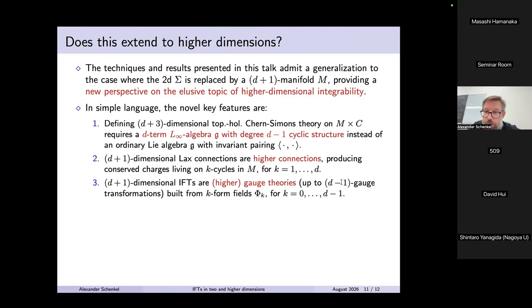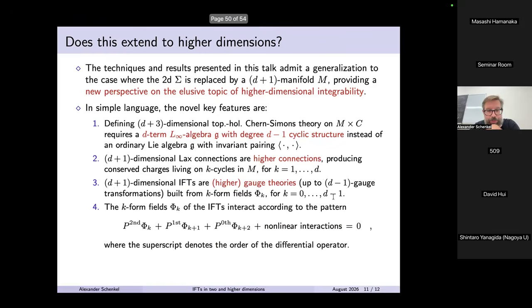That also was similar in the traditional case where we had a gauge theory and produced the sigma model as an integrable field theory. Here it's the same. But the key new feature is that these higher dimensional integrable field theories are gauge theories. Already when you go to 3 dimensions, these are gauge theories, and in 4 dimensions, these are even 2-gauge theories. And they are built from k-form fields for k running from 0 to d minus 1. And there's a certain pattern in which this tower of k-form fields interact with each other.